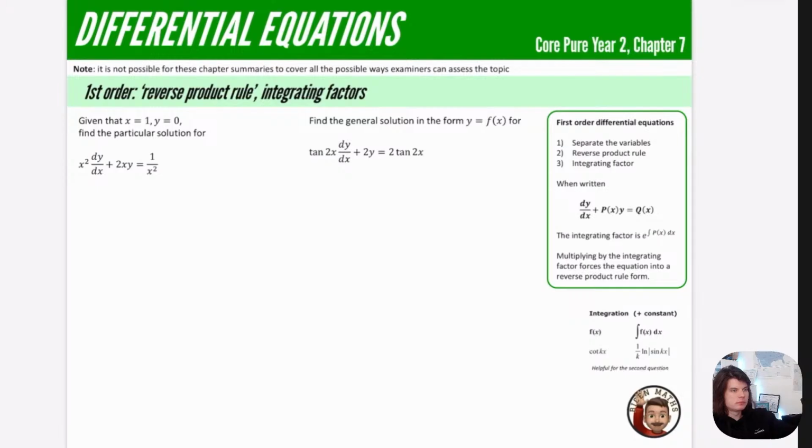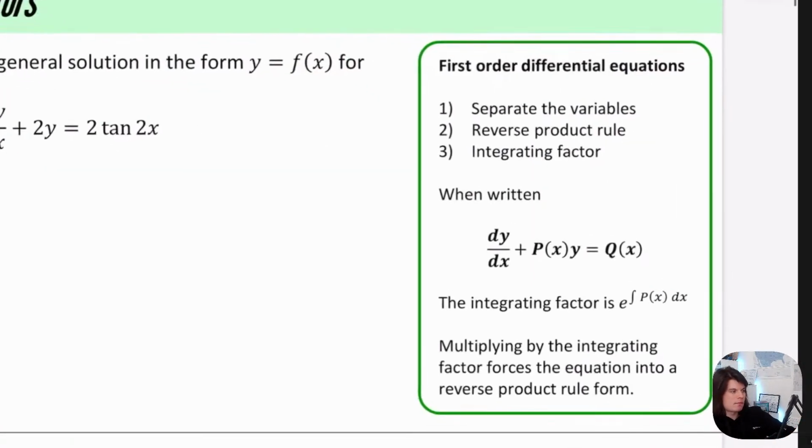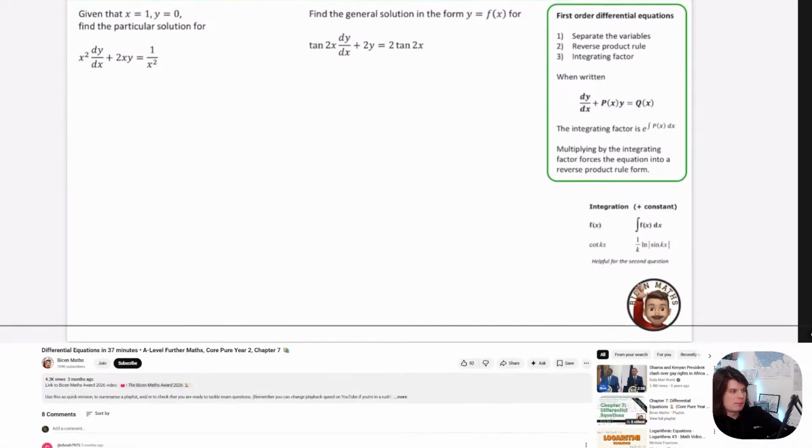In the next chapter summary, the last one, Chapter 8, we will be looking at the modelling context. So expect this to be very, very skills based here. And as I always say in these videos, it is not possible for the chapter summaries to cover all the ways examiners can assess the topic. In particular, this one is going to be very skills based. So we're going to start with two examples of first order differential equations.